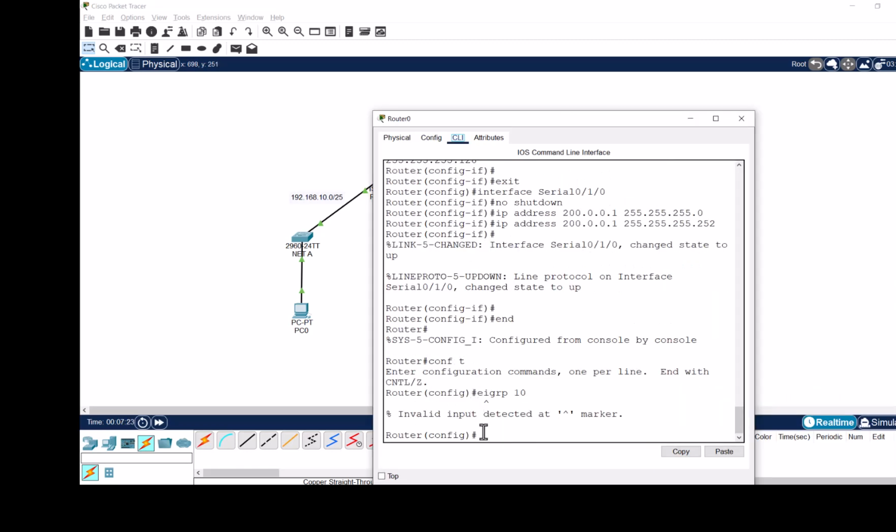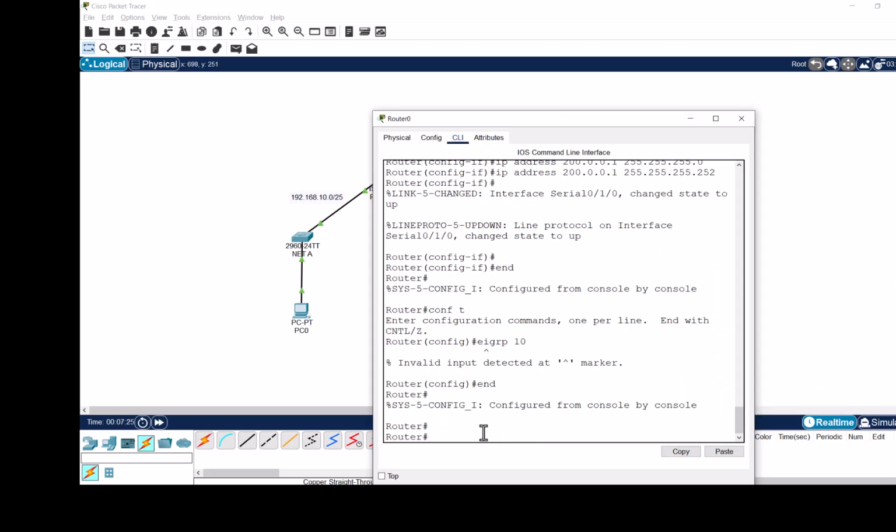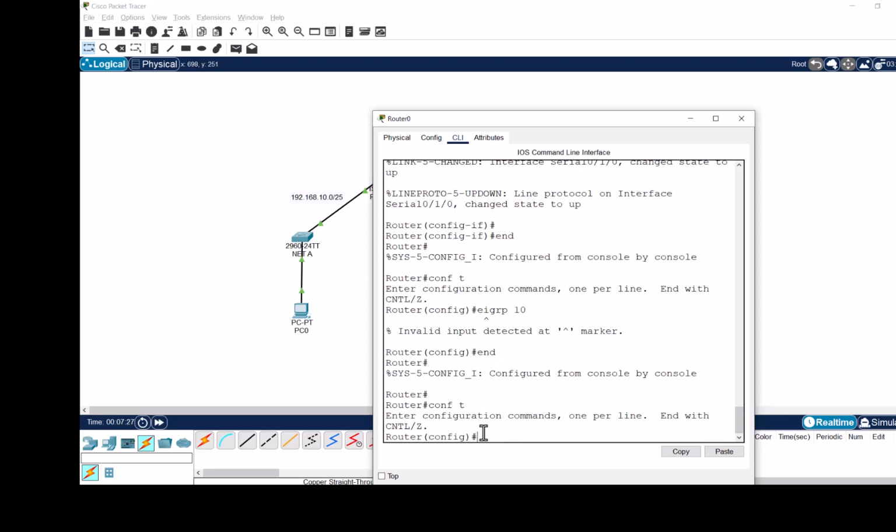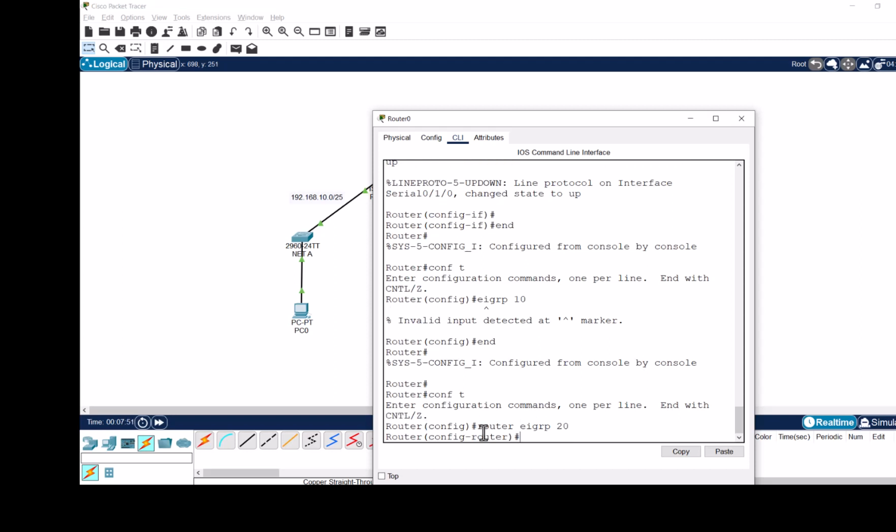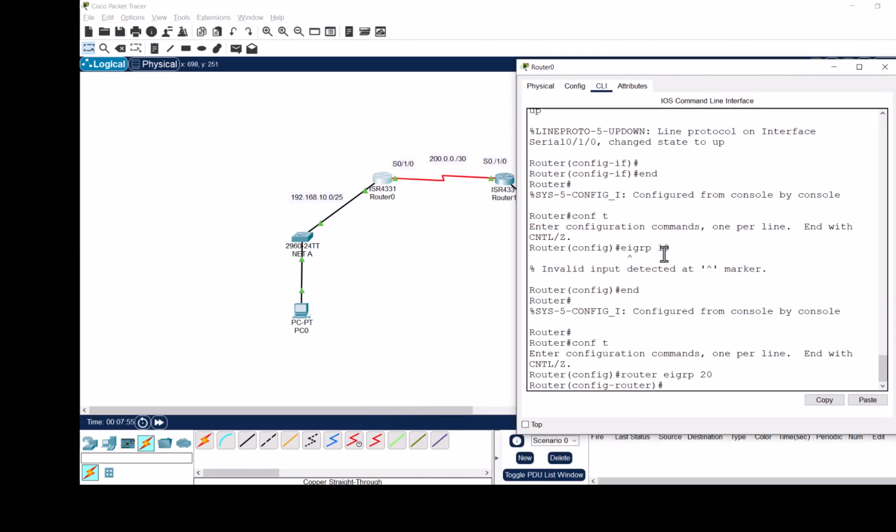I'll go to router 0 and show you how to configure it. conf t, router EIGRP, and then a number. This number can be any number between 1 and 65535, but must be the same across the topology. All the routers must use the same number. It's like they are members of this group number. This is EIGRP 20. So now I start configuring EIGRP 20.